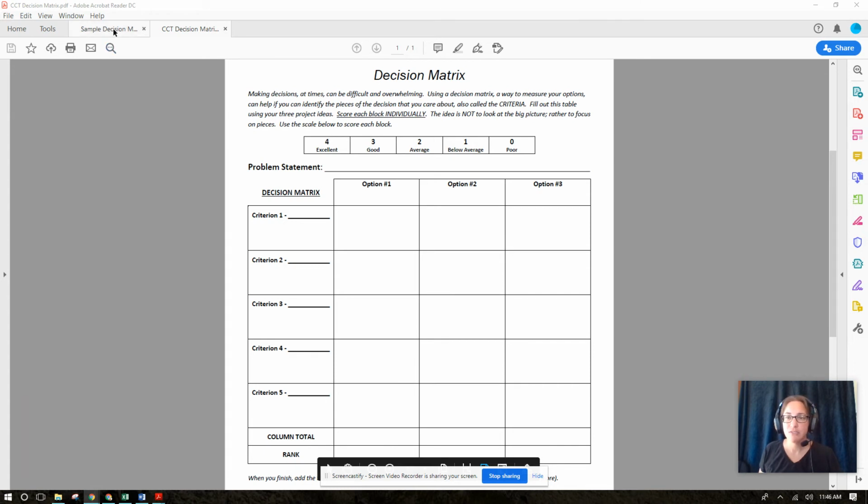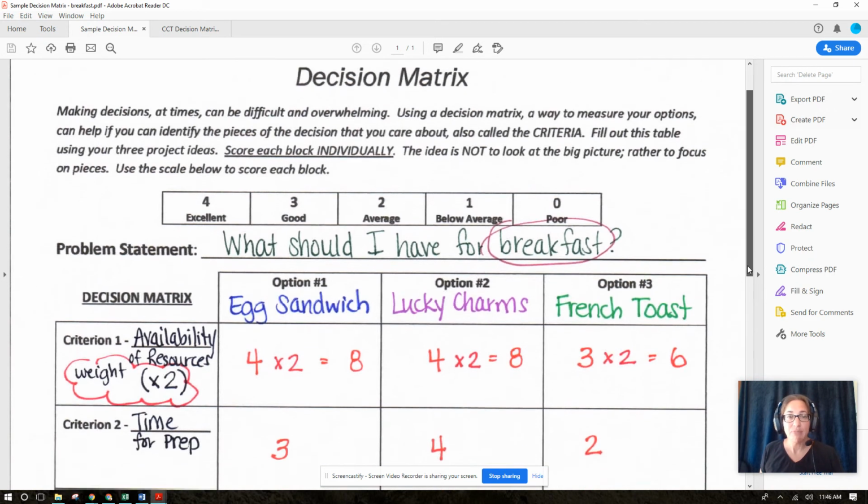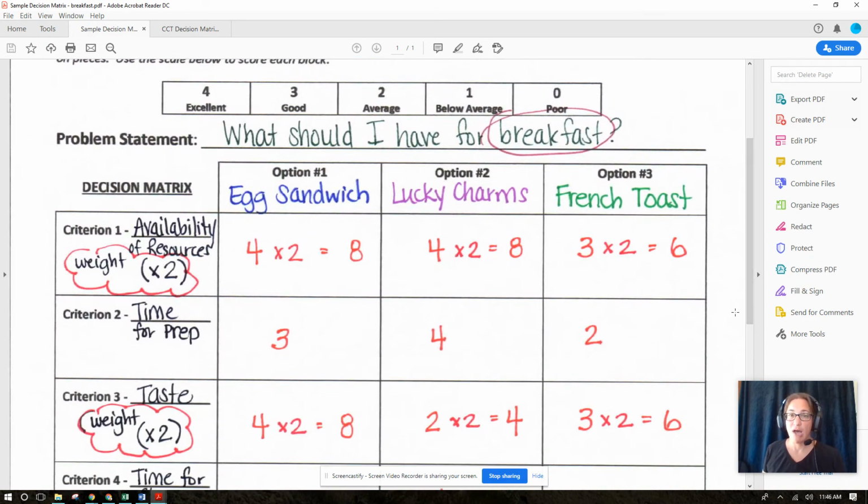So here's the silly example I came up with. I said, what should I have for breakfast? And I have 3 options. Option 1, egg sandwich. Option 2, Lucky Charms. And I put milk on it, by the way. Option 3, make French toast. So availability of resources. This was important to me because I did not want to run out to the store and I wanted to make it really easy for myself. So I weighted this too.